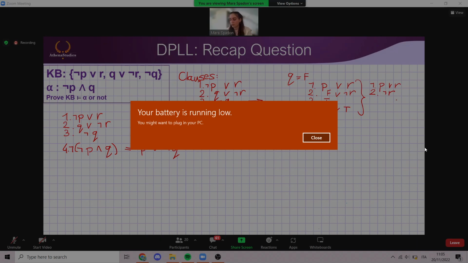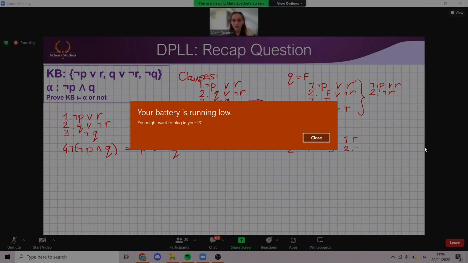So what do we do now? We can set P to true and we will be left with R and not R. Oh, sorry, I forgot the negation here. So, yes, we can set P to false. So then we get true or R and we get not R. So what does that give us in the end? That gives us R and not R.